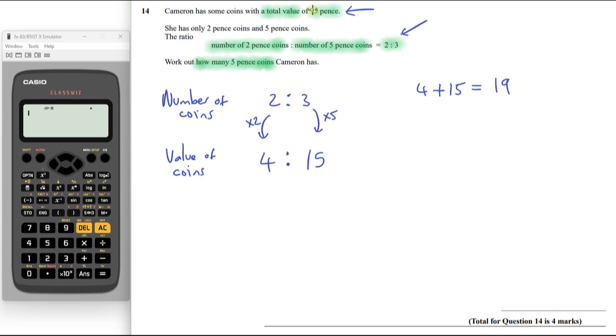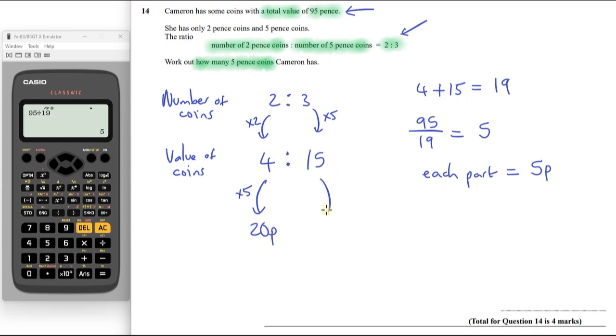So what we can do is divide 95 by 19. 95 divided by 19, and we get 5. So we can say that each part is worth 5p. Now, because we know that each part is worth 5p, we can work out the value for each of these coins. So we can just do 4 times 5, and that gives us 20p. And then we can do 15 times 5, and that gives us 75p. And you can see that 20p plus 75p is indeed 95p.